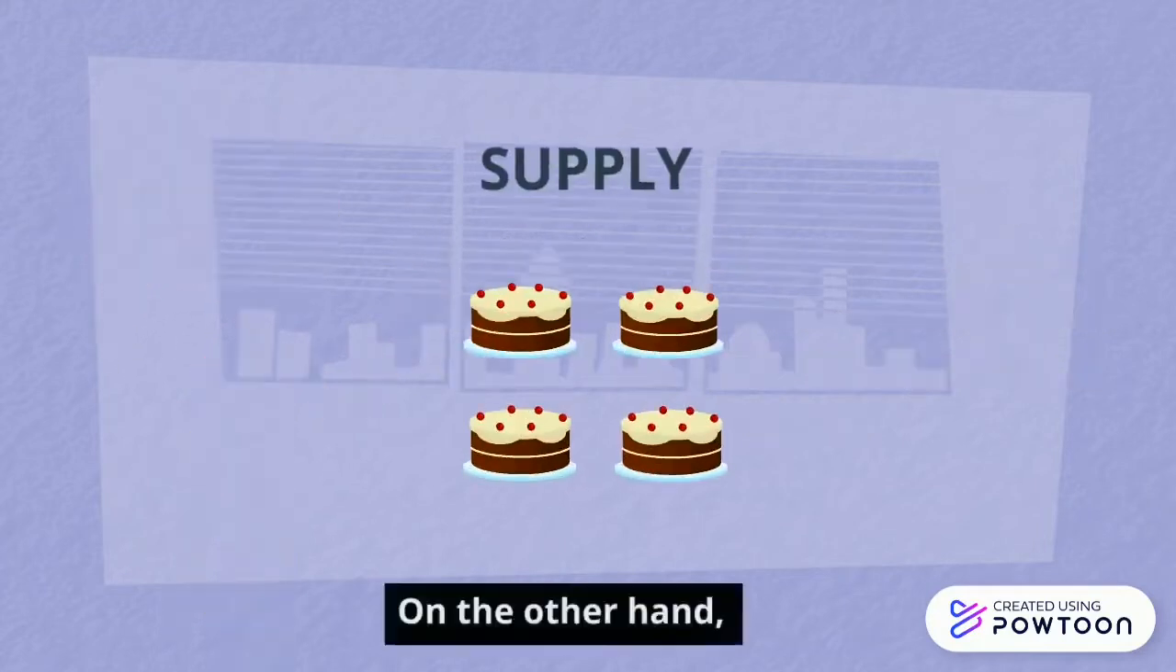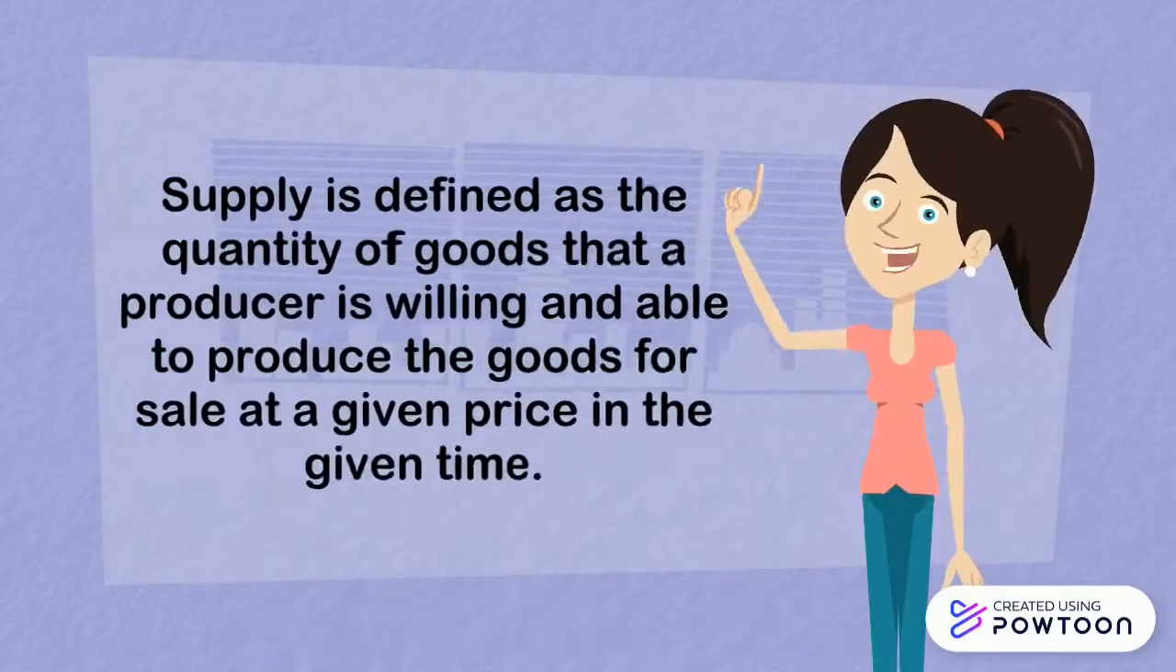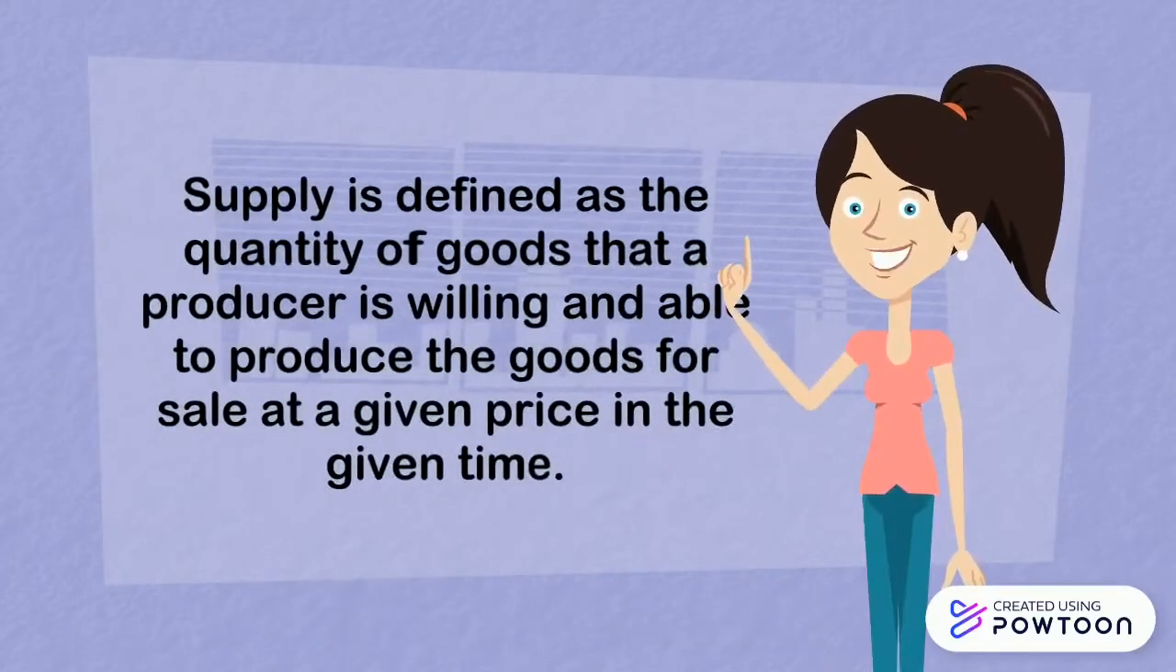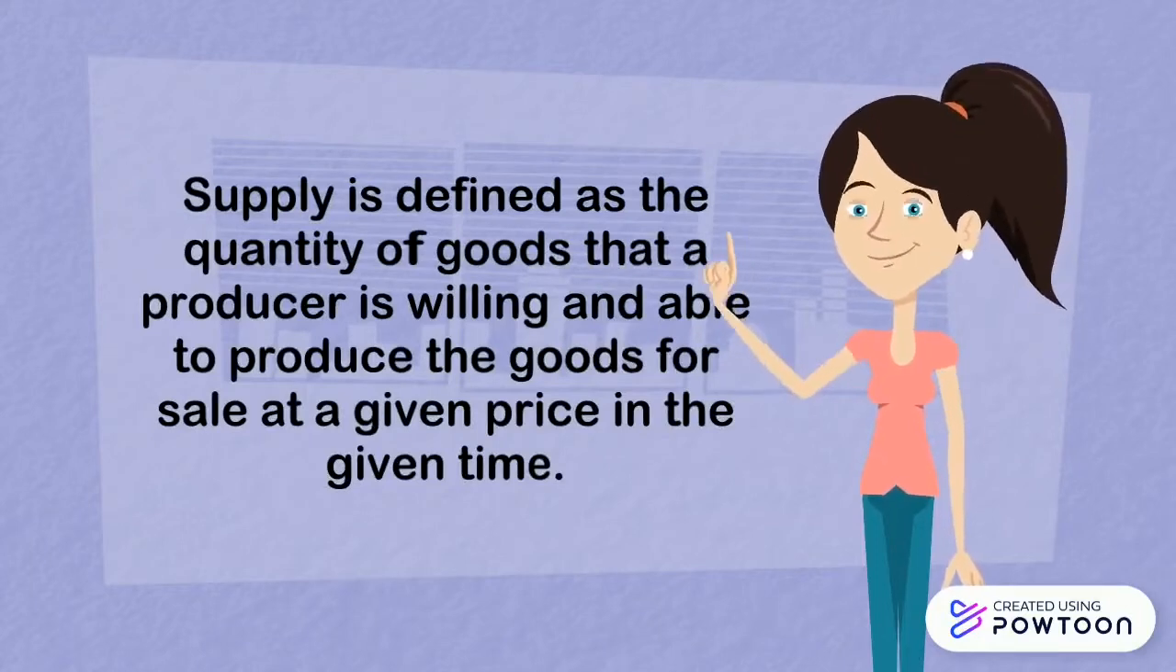On the other hand, this guy is considered as the supply. Supply is defined as the quantity of goods that the producer is willing and able to produce for sale at a given price in a given time.